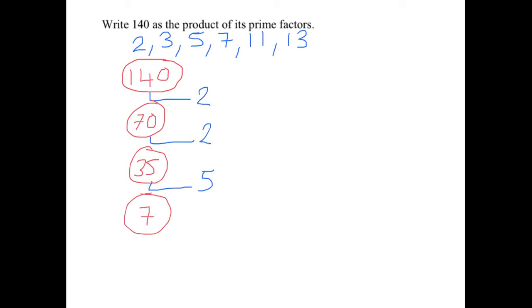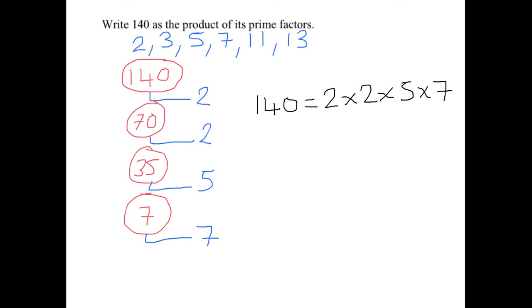Again, looking at the prime numbers at the top, can I divide it by 2? No. 3? No. 5? No. 7? Yes. Okay. And at this point, when you have the number in the circle the same as the number on the branch, if you like, then we stop. So now let's write this number as a product of prime factors. So 140 equals 2 times 2 times 5 times 7.